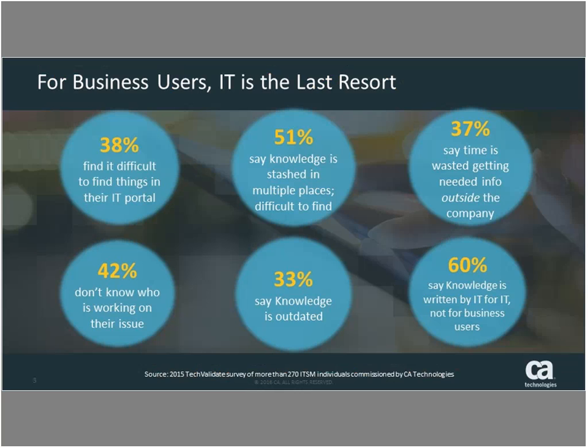A few more data points here. Hopefully this is not surprising, but this is what we're seeing in a TechValidate survey last year, where quite a few respondents told us what was going on with their self-service or service catalog solution, or around knowledge. Some of these are pretty glaring: almost 40%, 38%, find it difficult to find things on their IT portal. Probably no surprise.